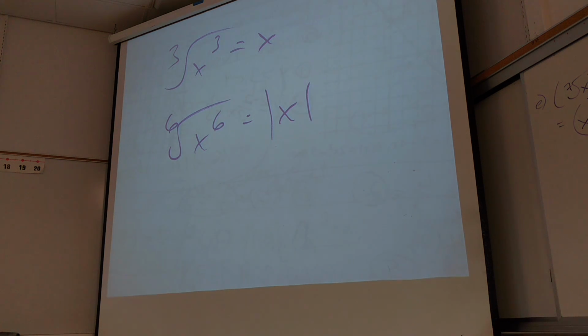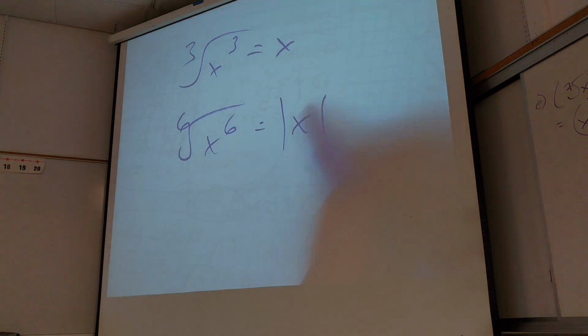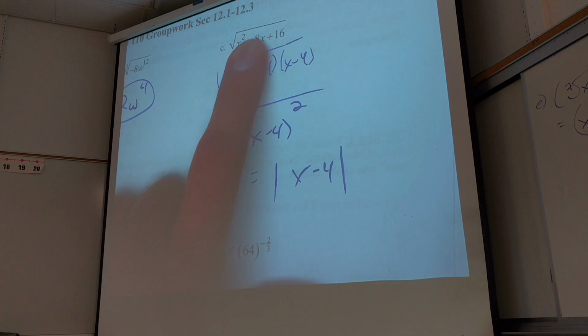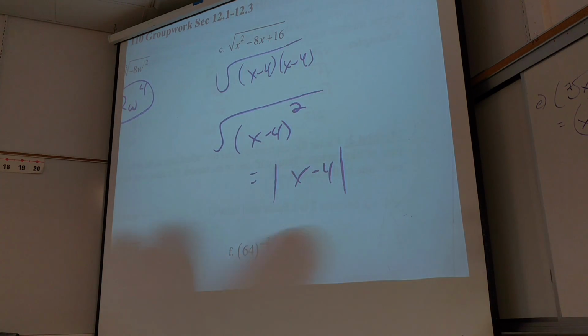This is something that the book very quickly goes away from, because it's one extra step on top of all this other stuff, and it becomes much more important when we get to solving radical equations. But in section 10.1, there will be some that you have to put absolute value signs on. And this kind of problem you see a lot, the one we just did, where you have to factor first, but then the square root has to come out positive, so you put absolute values on it just to make sure it comes out positive.